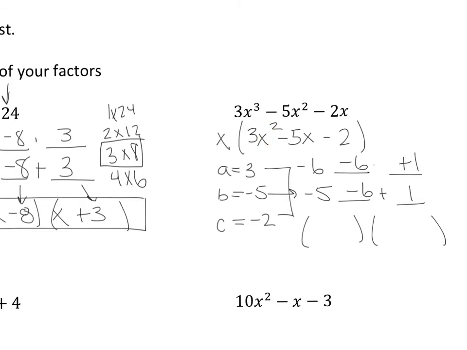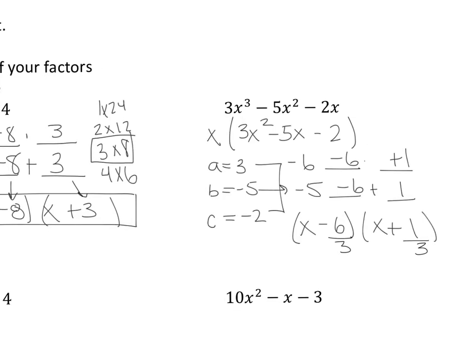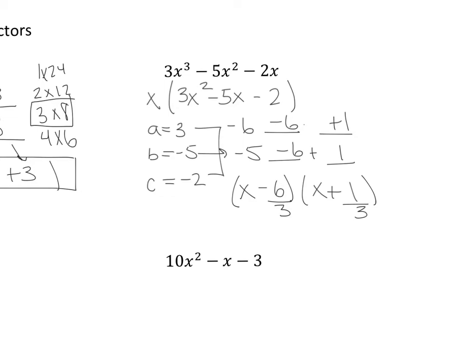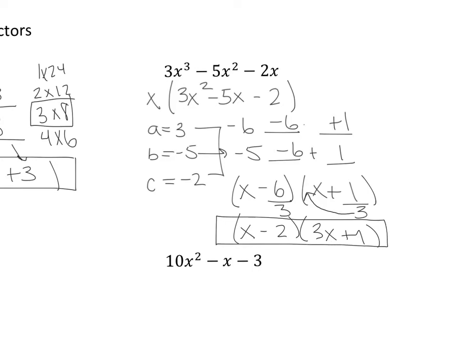Because your a is not 1, you're still going to do what you're doing here. I'm going to draw my dead cartoon eyes, bring down my factors. But now, since your a was not 1, I'm going to divide my factors by that a. So 6 divided by 3 becomes negative 2, so minus 2. But the 1 on the second term does not divide evenly by 3, so you have 1/3. So it's a fraction. You can't have a denominator, so the denominator just goes in front of the x, which makes this 3x plus 1. And that is your answer. I know, crazy easy, right?